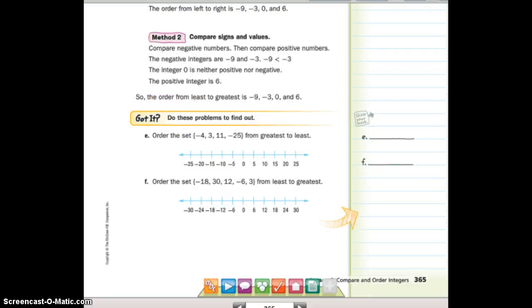Now it's your turn. Please do E and F. Turn the video off. When you're done, turn it back on.